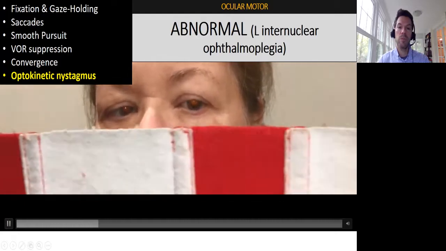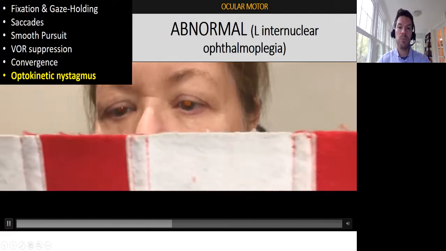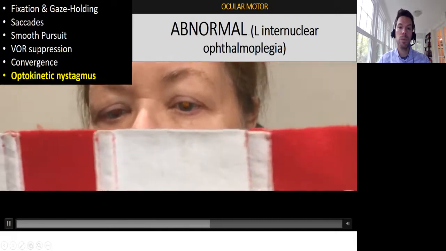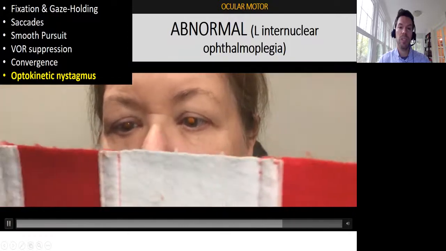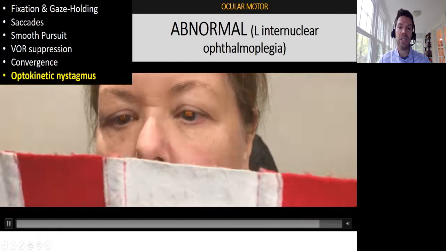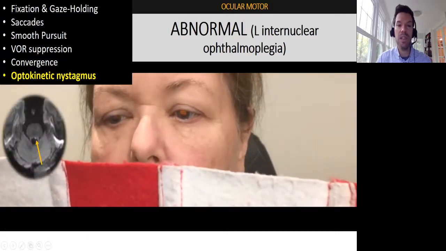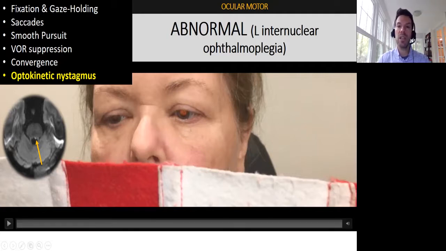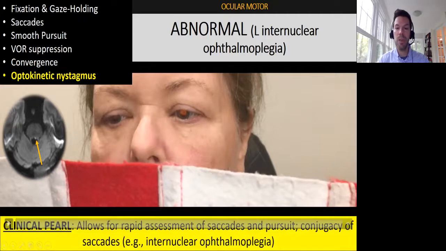This is normal. Slow motion. This is normal. Normal optokinetic nystagmus. And this is abnormal. See this disconjugacy, this adduction lag, this slow adducting saccade. This implies a medial longitudinal fasciculus lesion causing an internuclear ophthalmoplegia, which this patient had. She had a left INO. This is a really nice way to quickly bring out a subtle INO as well.